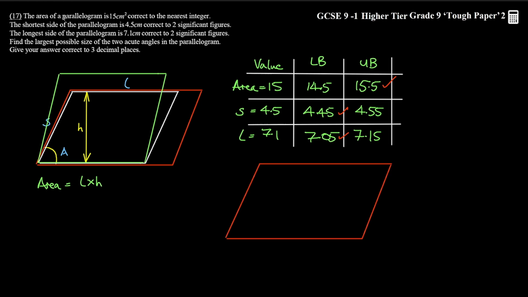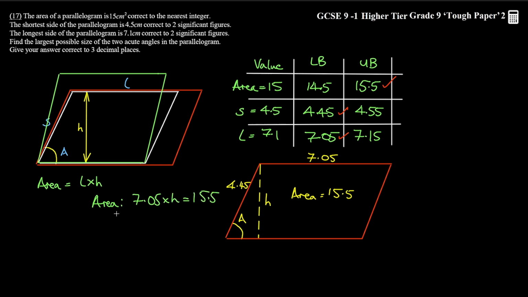So it's the upper bound of the area and the lower bounds of the 2 other sides. So redrawing our parallelogram and putting our results on. So area, which is given by 7.05 multiplied by h, and that is equal to 15.5. So therefore h is equal to 15.5 divided by 7.05, which is equal to 2.198.